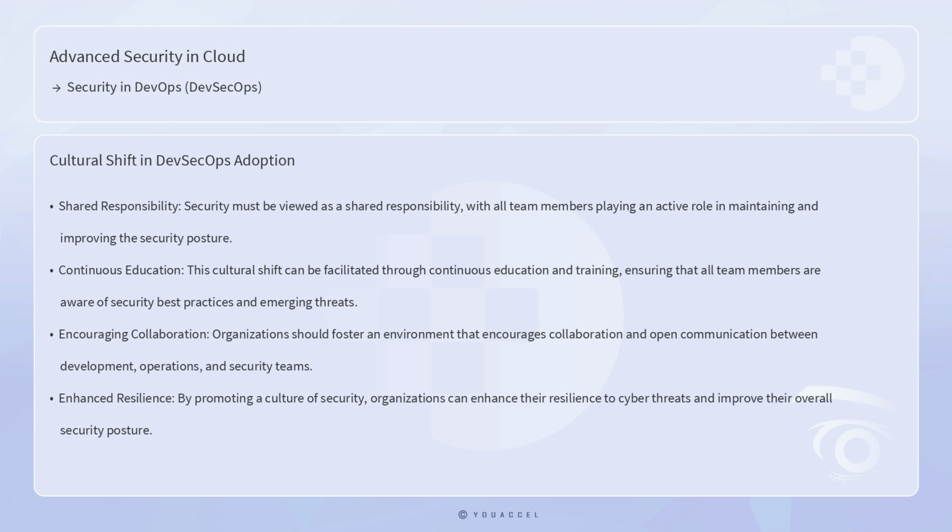Organizations should also foster an environment that encourages collaboration and open communication between development, operations, and security teams. A 2019 survey by Puppet found that organizations with a strong DevSecOps culture were able to deploy code changes 46 times more frequently and recover from incidents 96 times faster than their peers. By promoting a culture of security, organizations can enhance their resilience to cyber threats and improve their overall security posture.